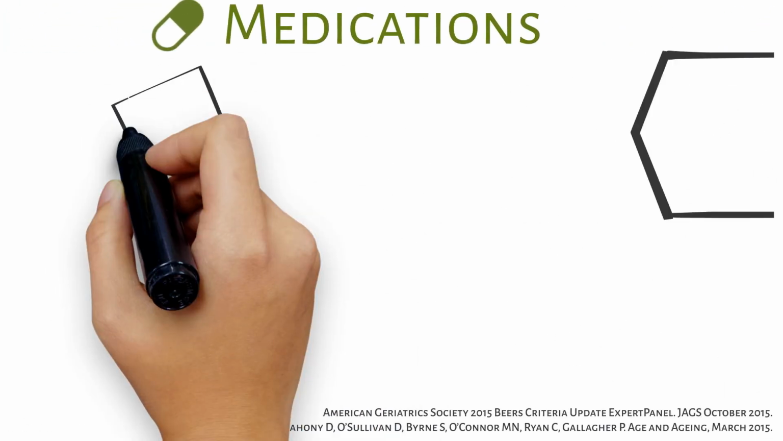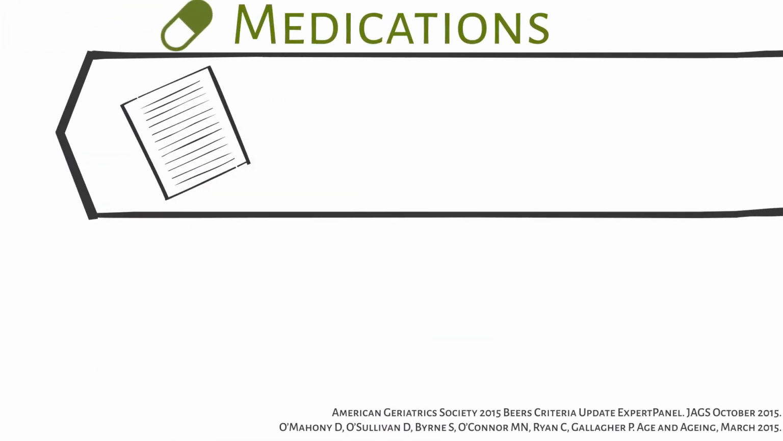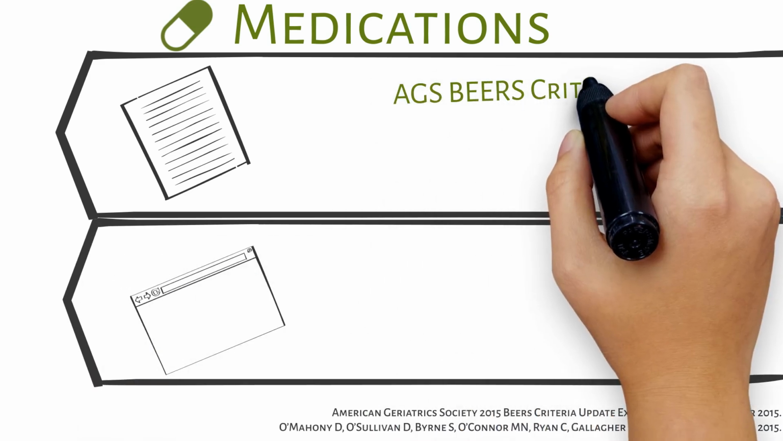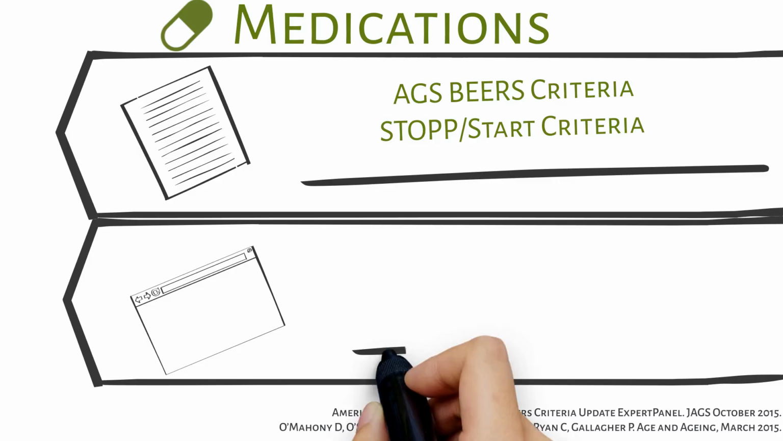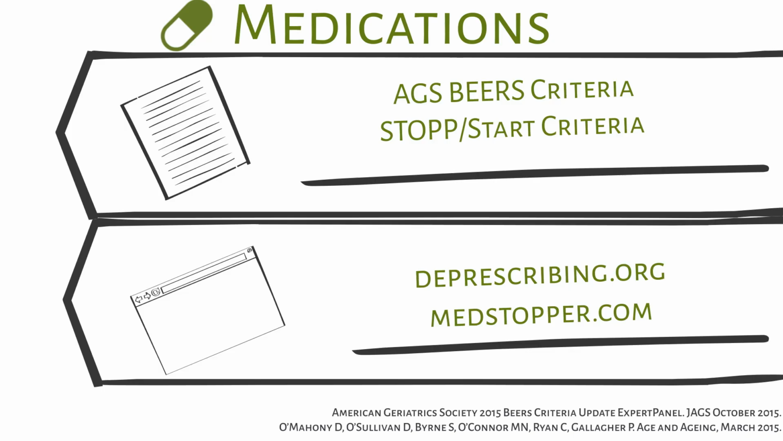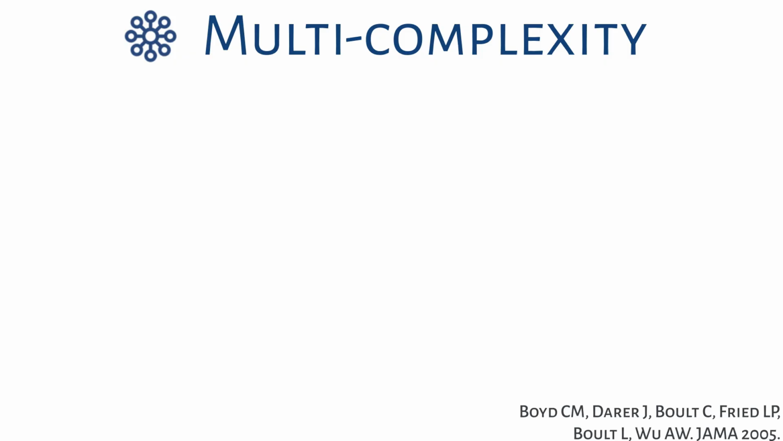Check to see if there are new symptoms or adverse effects. Avoid high-risk medications for older adults by using a tool such as the AGS Beers Criteria or STOPP/START criteria to help with deciding and avoiding prescribing cascades. Deprescribing is used as a shared decision-making tool with the patient to decide which medications may be eliminated by weighing the benefits and harms. Two great resources to aid in this process are deprescribing.org and medstopper.com.